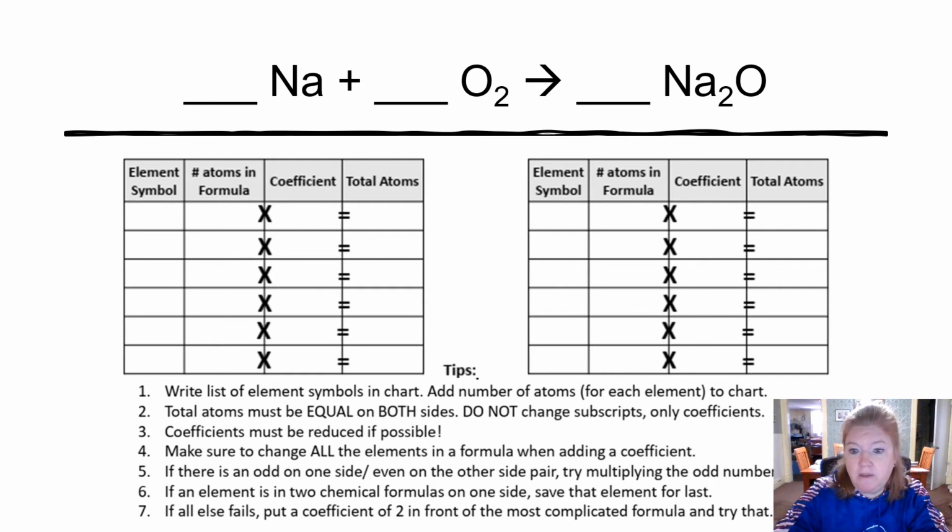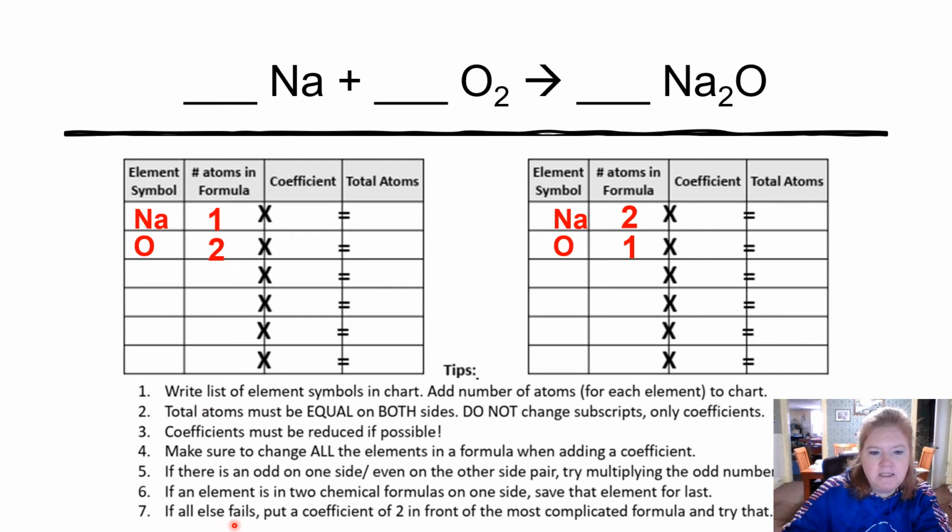All right, so let's try another example. Let's make our list of elements. Both sides the same. It's not in multiple places, so that makes it a little easier. Let's check the subscripts to put the number of atoms in the element. You can see I don't have it balanced. So you can see that sodium is not balanced and oxygen is not balanced.